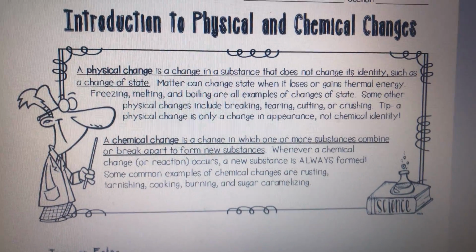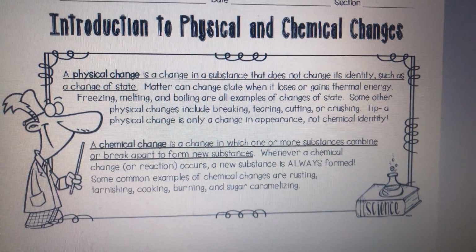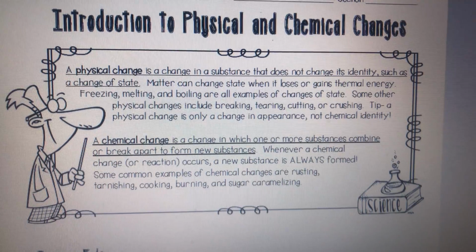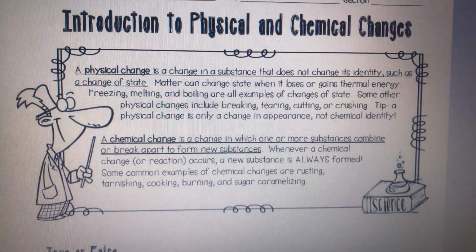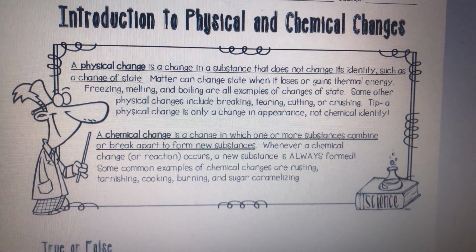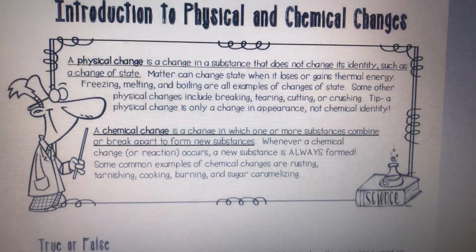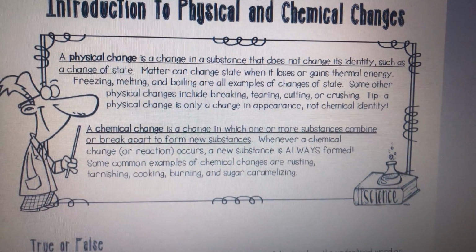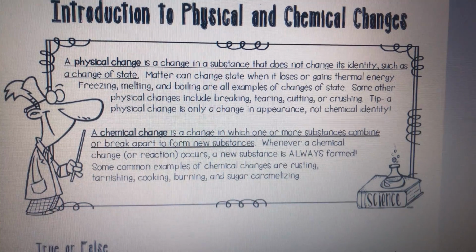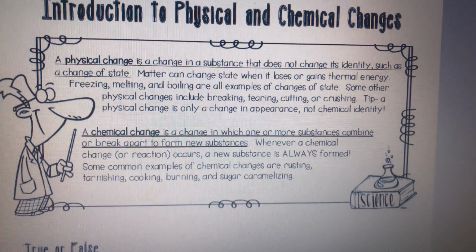So a physical change is a change in a substance that does not change its identity, such as a change of state. A piece of ice melting changes its state. It goes from a solid to a liquid, but it still is water. Matter can change state when it loses or gains thermal energy. Freezing, melting, and boiling are all examples of changes of state.